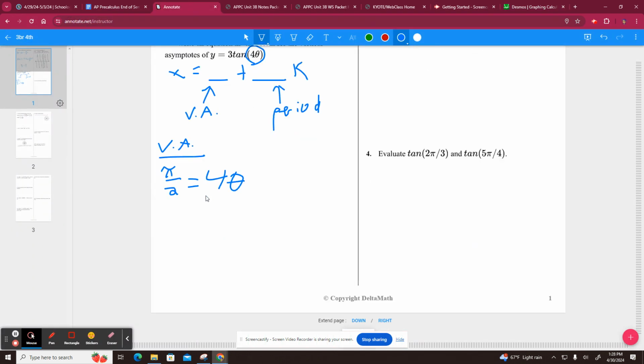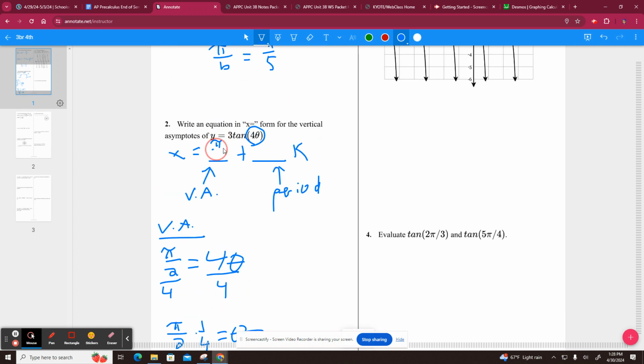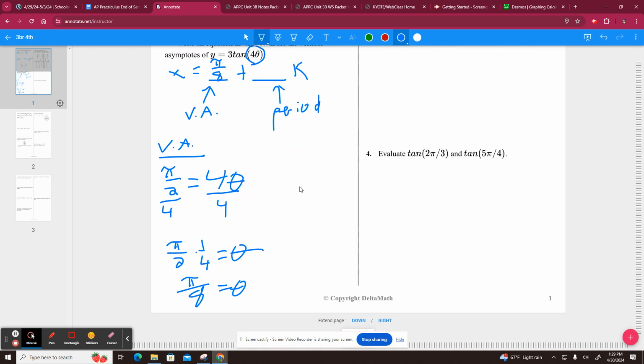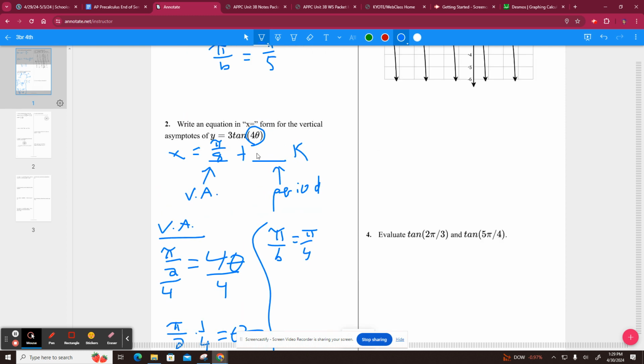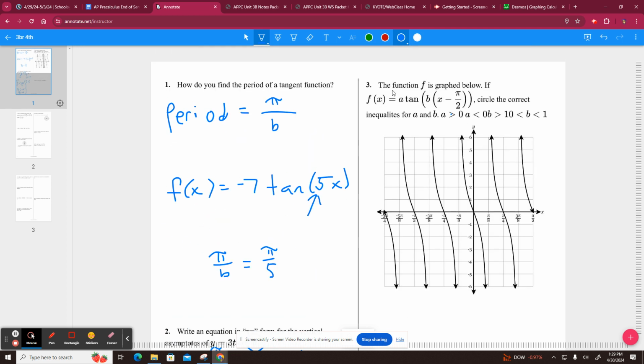So to solve this, I divide by 4, and it's going to give me pi over 2 divided by 4. Keep, change, flip that. So one of my vertical asymptotes is going to be at x equals pi over 8. So pi over 8 goes here. And then for my period, remember, that's what question 1 asked. So period is going to be pi over b, or pi over 4.